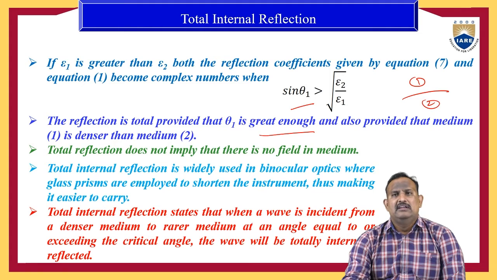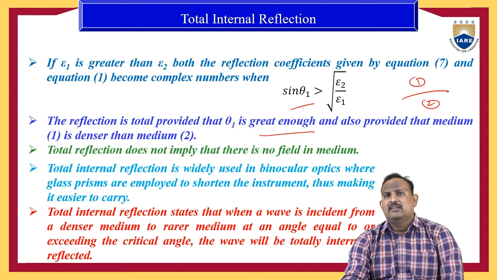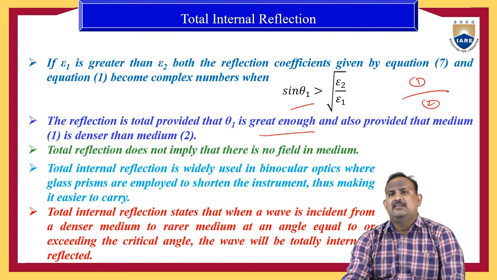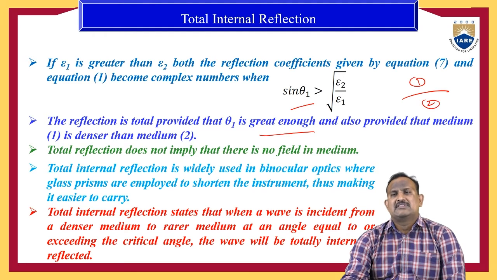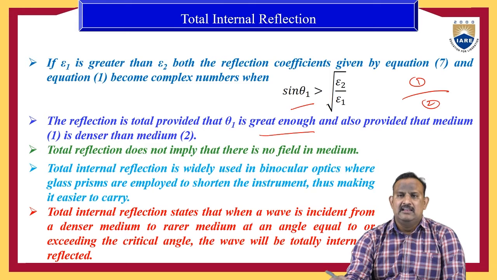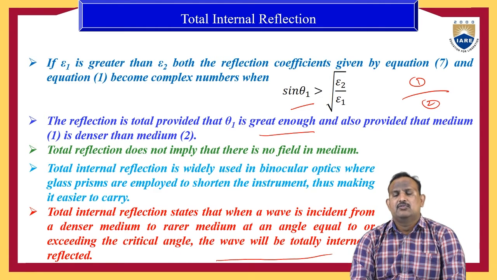So here the total internal reflection is widely used in binocular optics, where glass prisms are employed to shorten the instrument, thus making it easier to carry. Total internal reflection states that when a wave is incident from a denser medium to a rarer medium at an angle equal to or exceeding the critical angle, the wave will be totally reflected back.